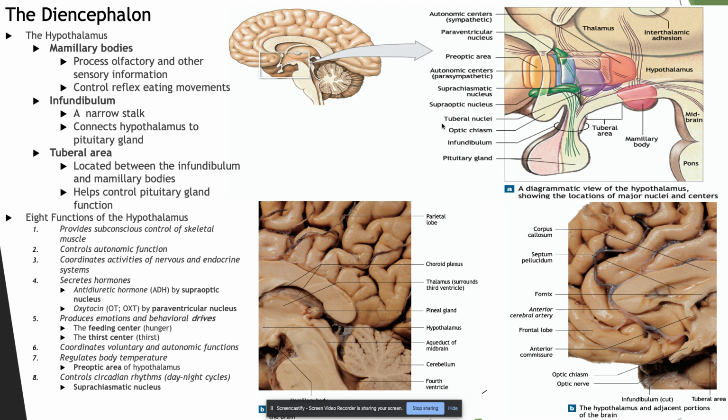And finally, 8, the control of the circadian rhythm. The suprachiasmatic nucleus coordinates daily cycles of activity that are linked to the 24-hour day-night cycle. This nucleus receives input from the retina of the eye. The output of this nucleus adjusts the activities of other hypothalamic nuclei, the pineal gland, and the reticular formation.